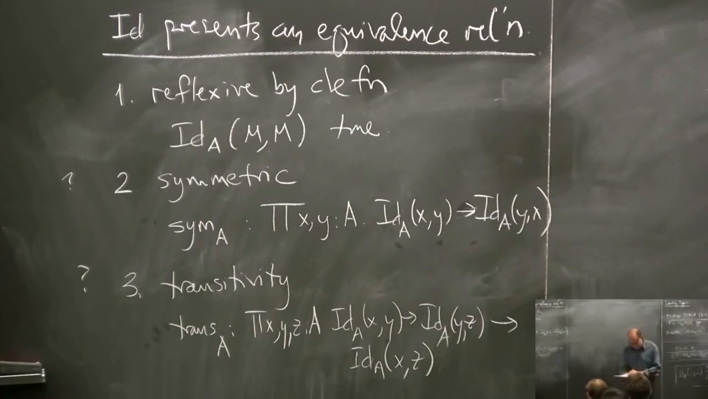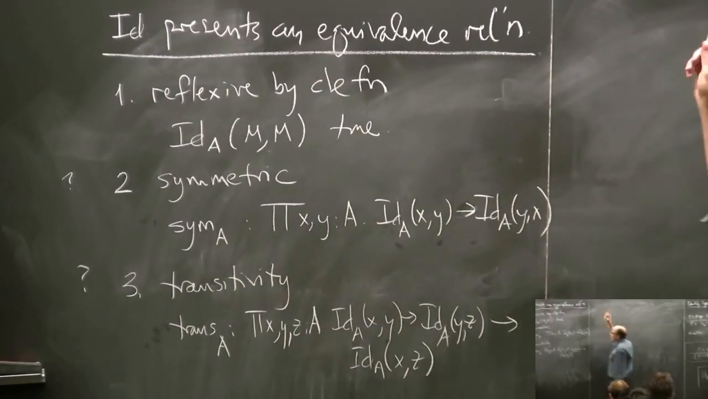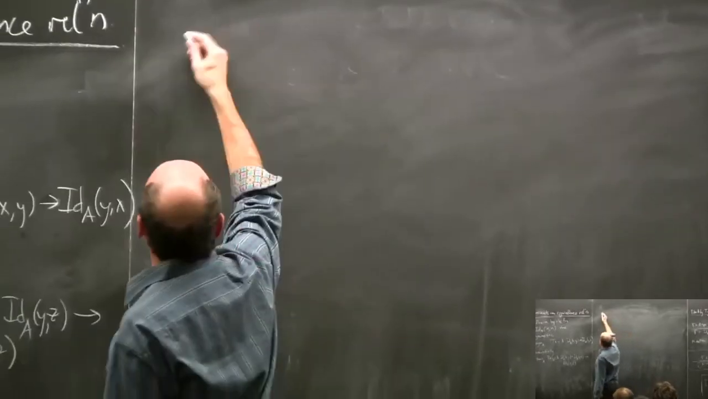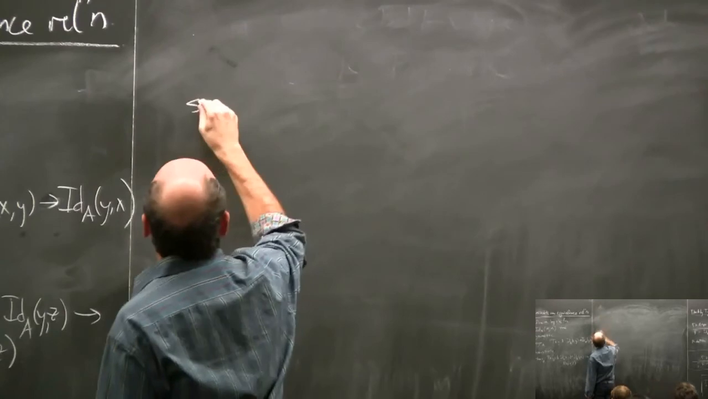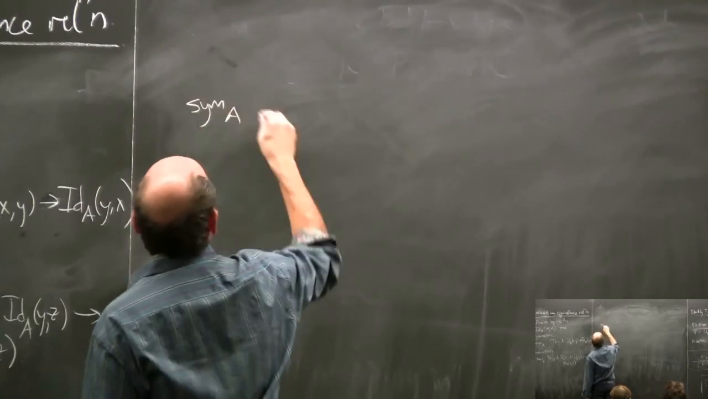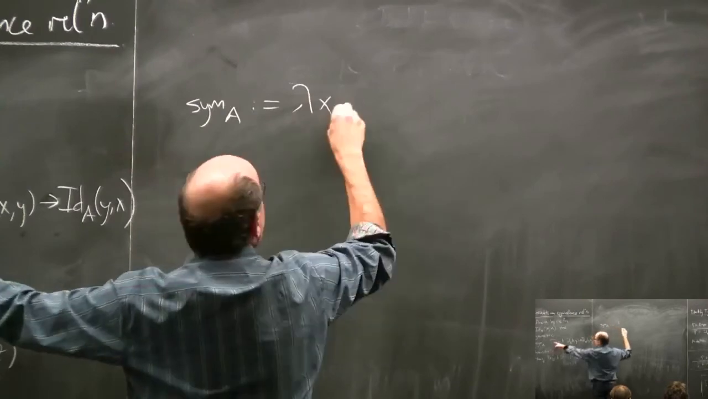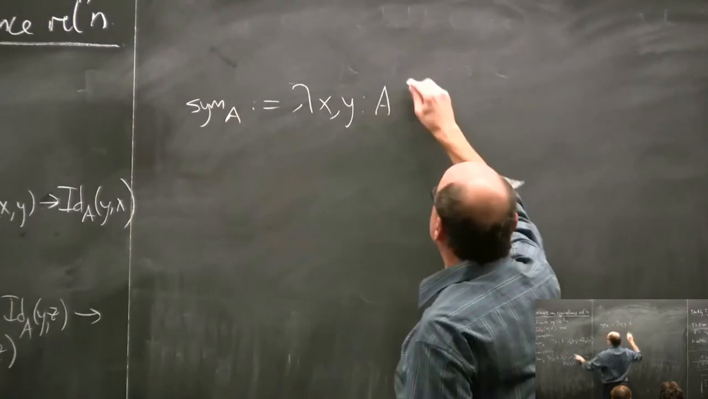Okay, so good. So here's what I'm going to do here. The easy one is symmetry, and with transitivity, I always get confused, so probably I'll screw it up. So let's do the symmetry. We'll define symmetry. So the idea is that for symmetry, I take sim A to be sort of lambda x y. I'll just write them down to remind you.